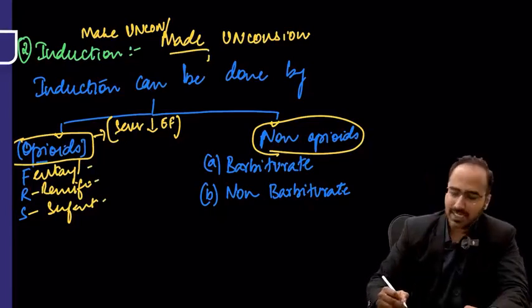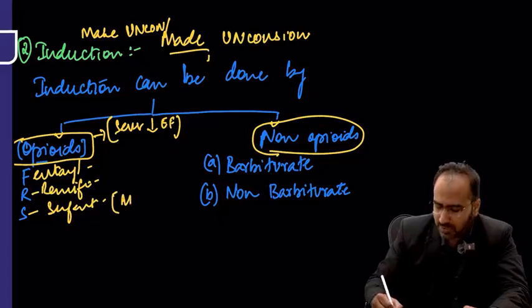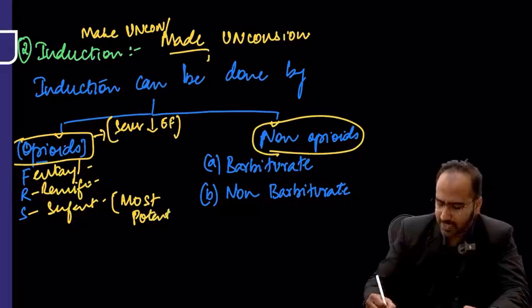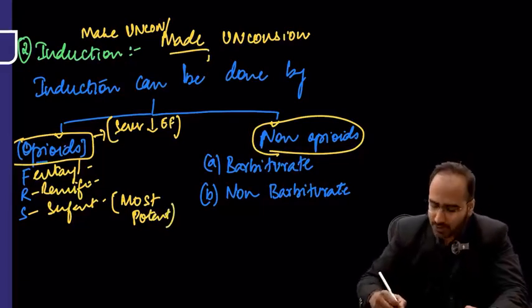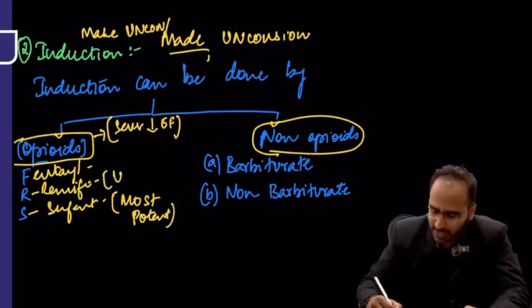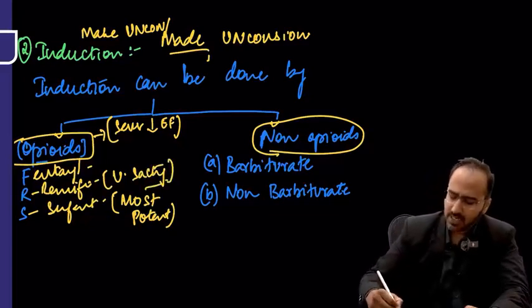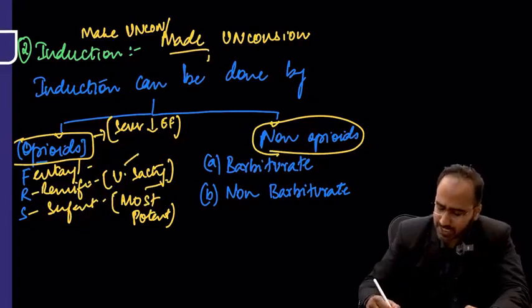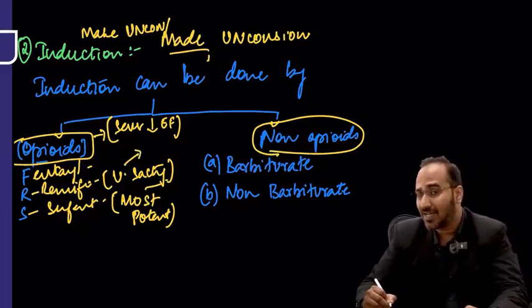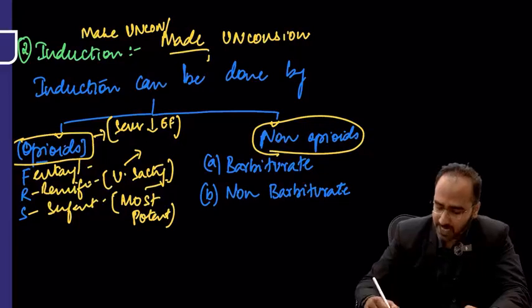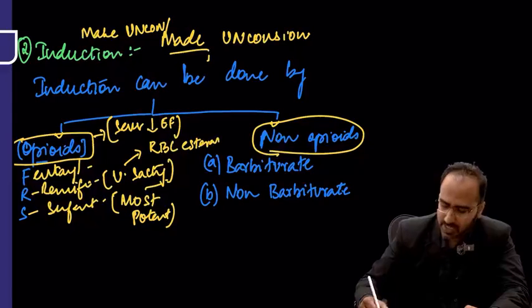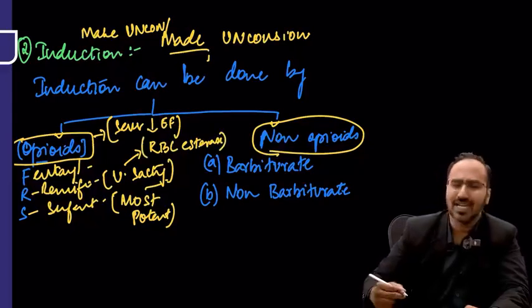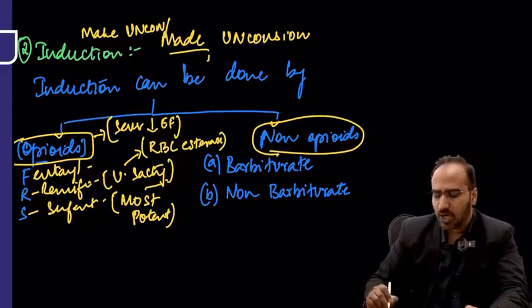sufentanil. In this, remember the most potent opioid is what? It is always sufentanil. The ultra short acting opioid is which one, guys? Ultra short acting is remifentanil. Why is remifentanil ultra short acting? Because remifentanil is metabolized by RBC esterases. So anyways, guys, we know the indication of opioid. Coming to non-opioid.